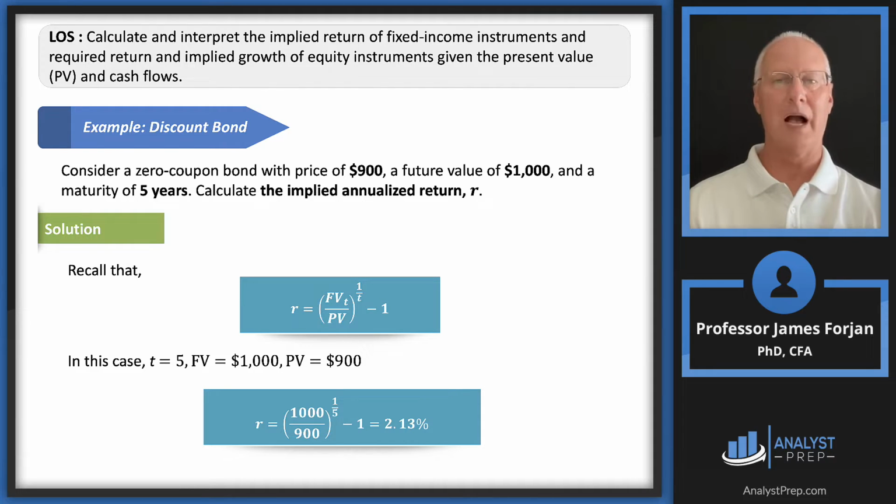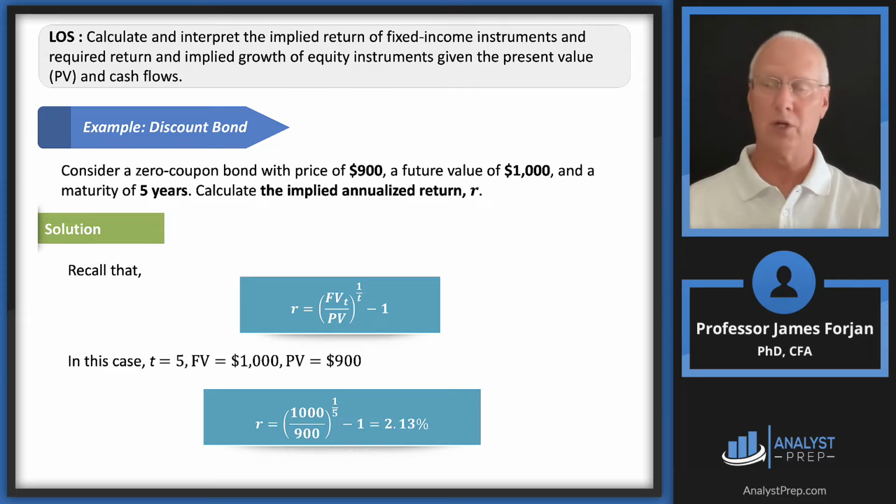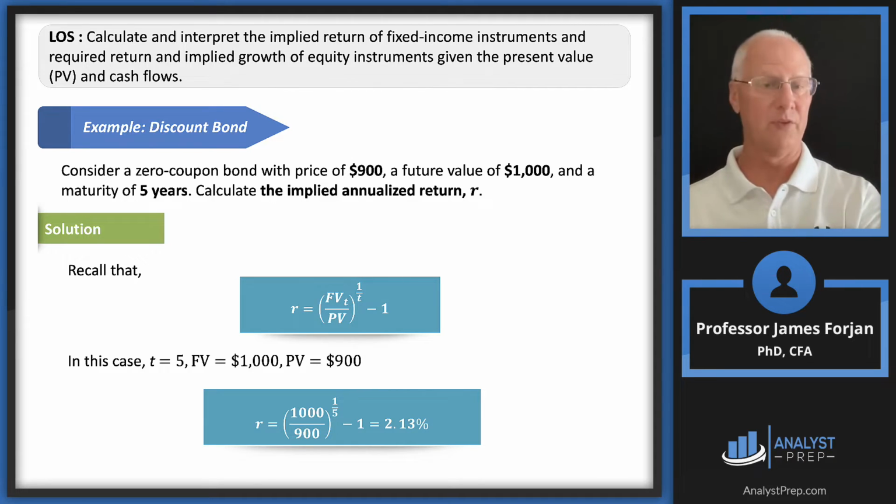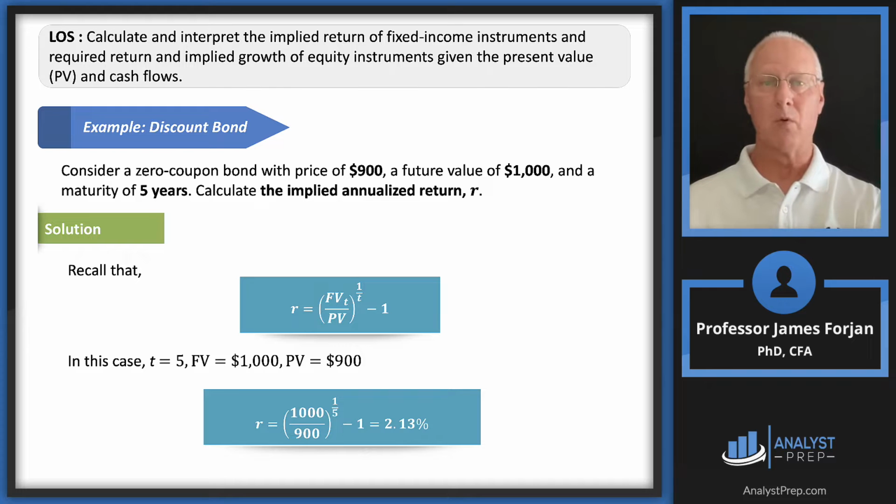All right, 5 years. What is the implied annualized return? The Institute could also say, what is the yield to maturity on this zero coupon bond? What is the required return on this zero coupon bond? And this is really just F over P minus 1, future value of 1,000, present value of 900, F over P. Now we have to raise it, right?